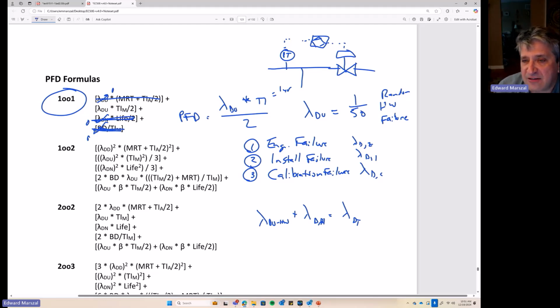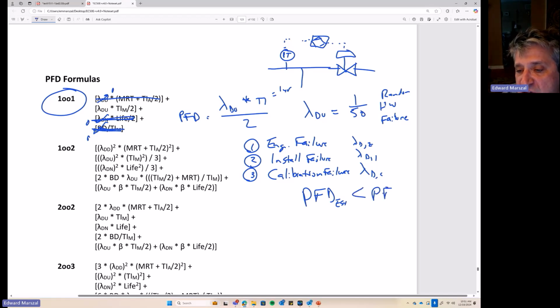So if I did that, I barely got to my PFD target only looking at random hardware failures. If I include those human failures, I'm going to see that my PFD estimated is going to be greater than my PFD target. That's a problem. I didn't achieve my calculated failure measure. My calculated failure measure is worse than my target failure measure. That's 11.9.1. Now, what do I do about this problem?